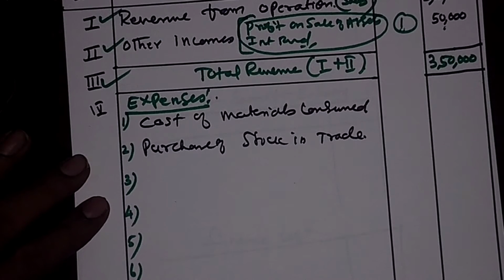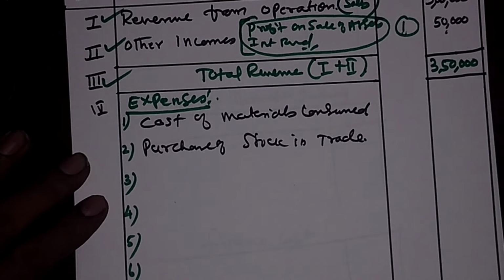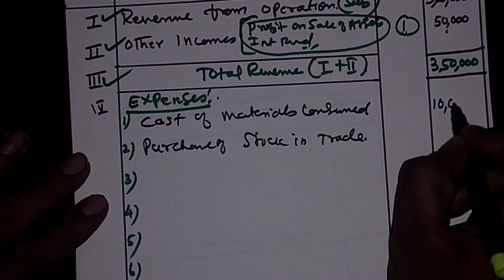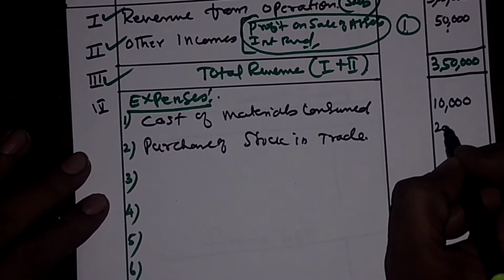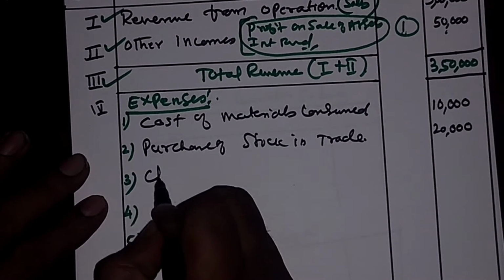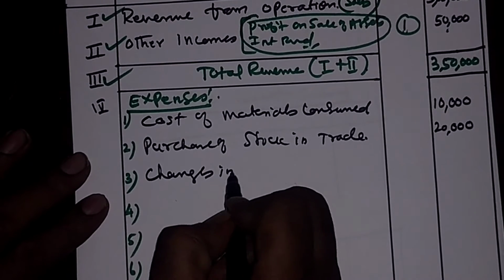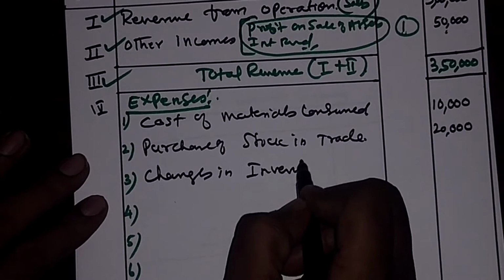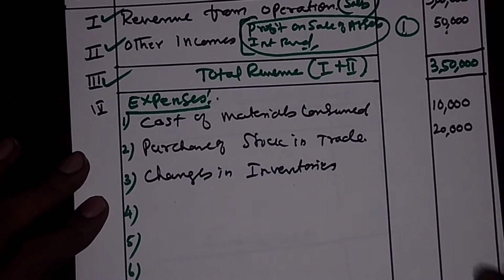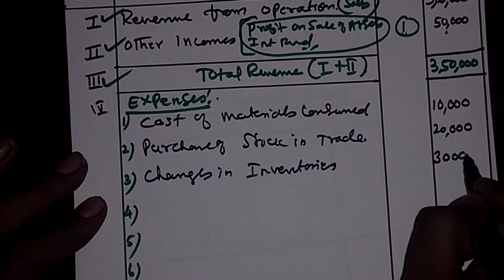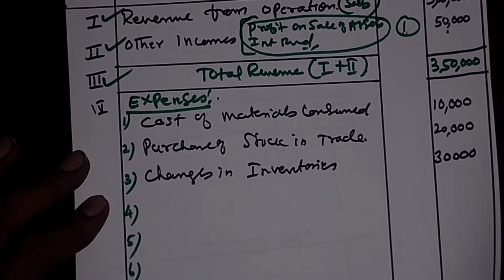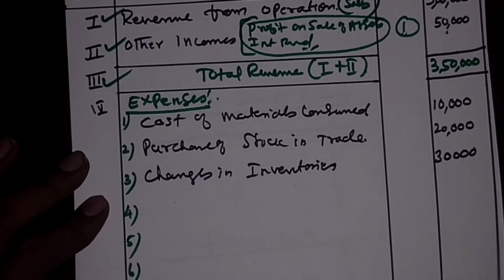We cannot expect in a problem that all the entries will be given. Very few entries will be given. Or else, let me take it for understanding purpose 10,000, 20,000. Third one is changes in inventories. Let me show how that note will appear. For example, I'll write here 30,000. How has this 30,000 arrived? Let me show it in the working note.